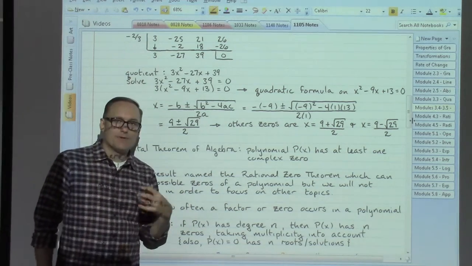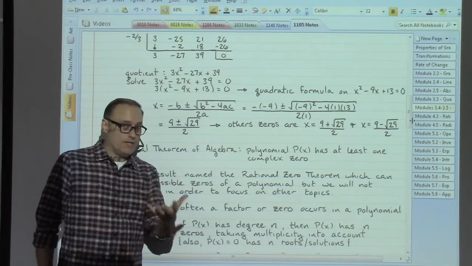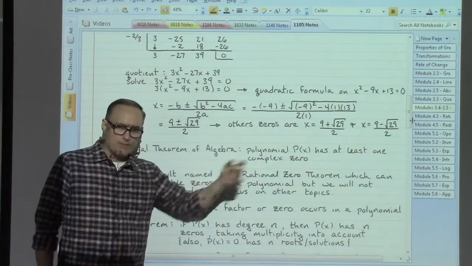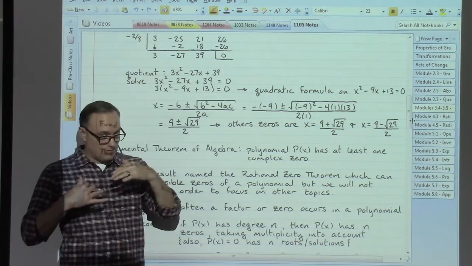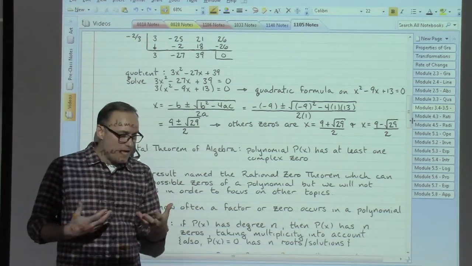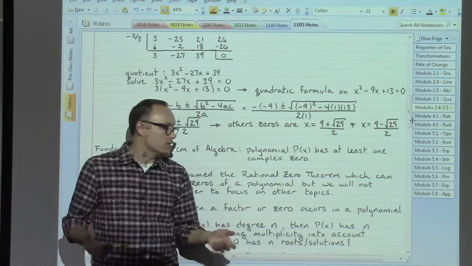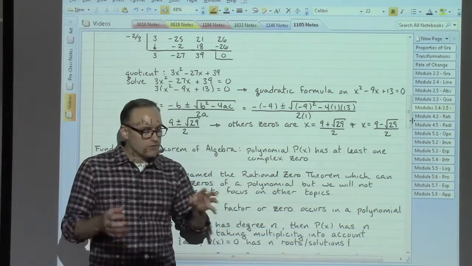Remember, complex numbers also tie in to real numbers. So when we say complex, that means not only complex numbers like a plus bi, but that also means stuff just like x equals negative 2/3. That's still a complex number, officially speaking.